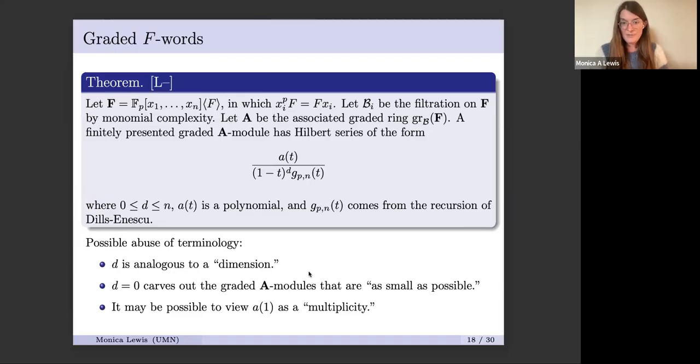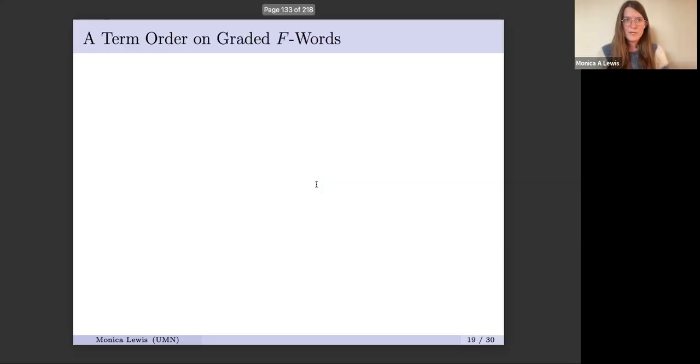Emphasis on might be. If it's going to be called a multiplicity, it should be independent of filtration, which is not something that we know yet. So this is something that we might hope for, but we do not know whether it deserves the name invariant at this point. But what I want to talk about is why we know this to be true. We're working over quite a nasty ring. So how do we end up with something this somewhat reasonable looking as the Hilbert series?